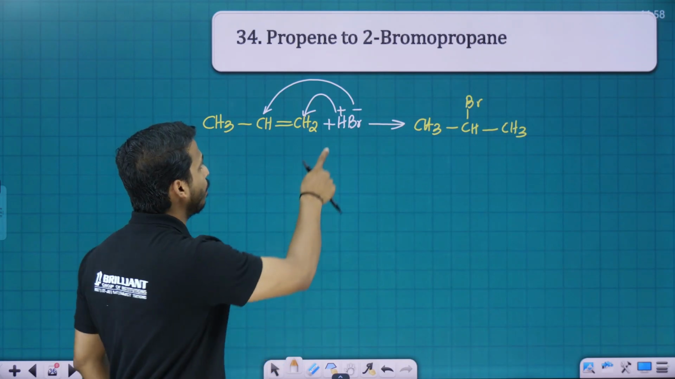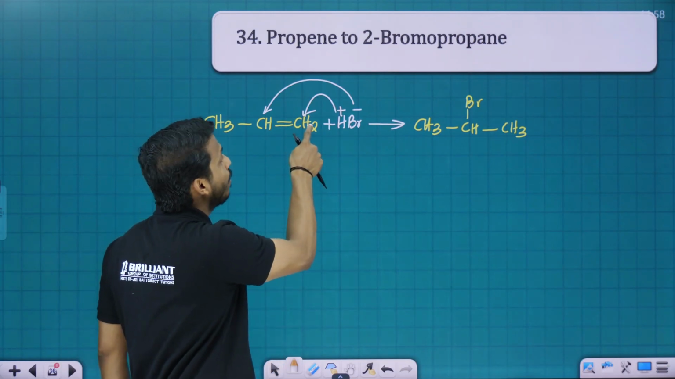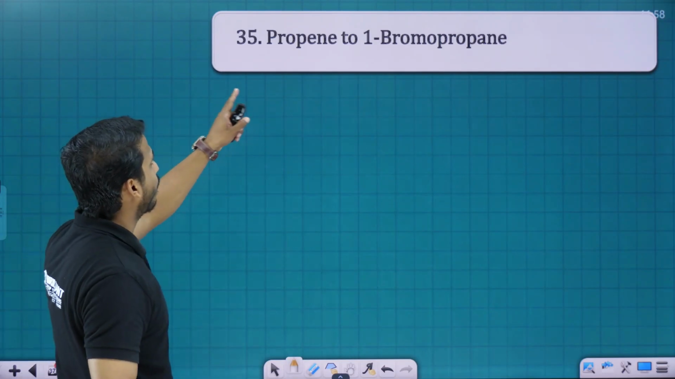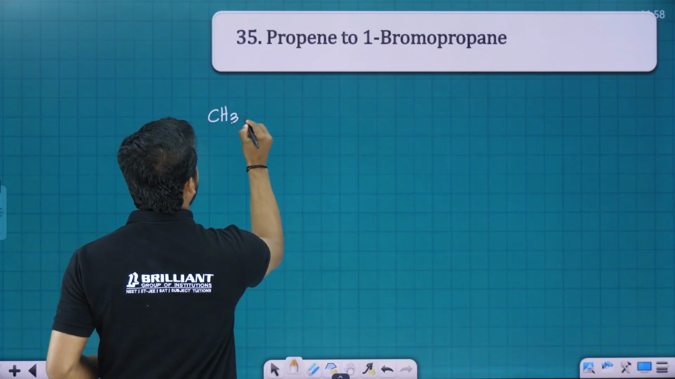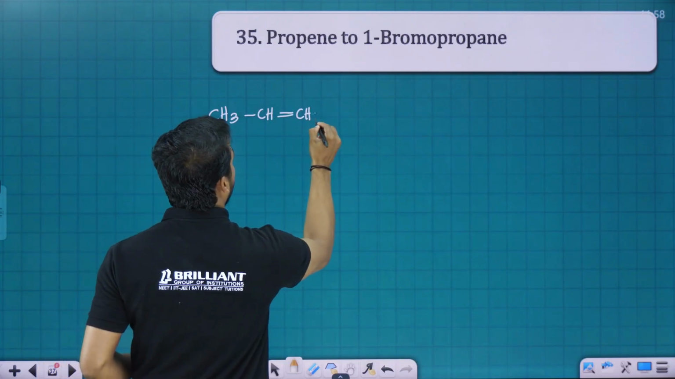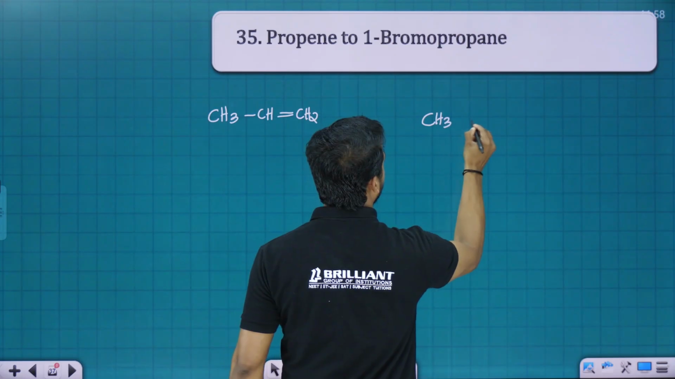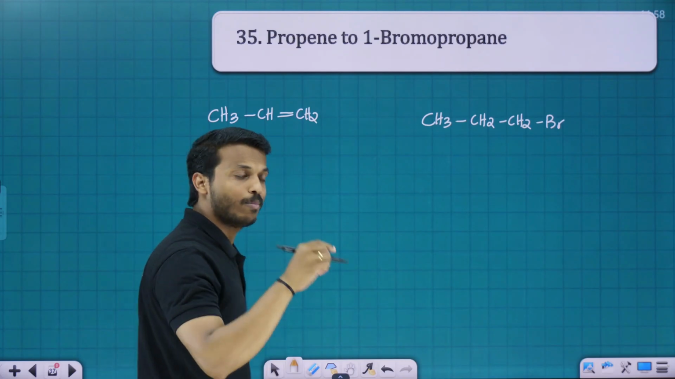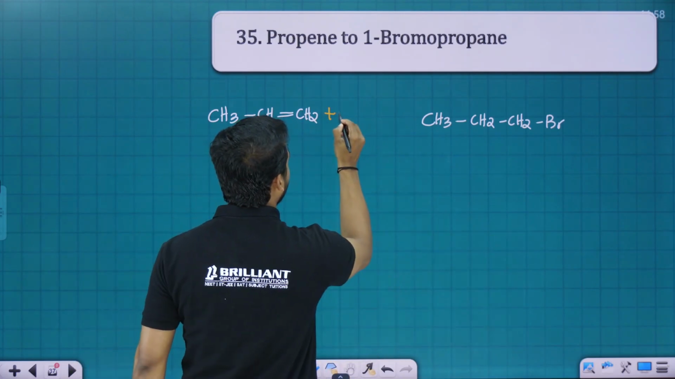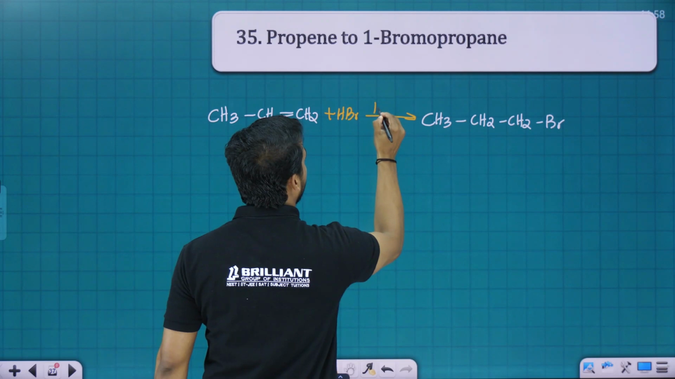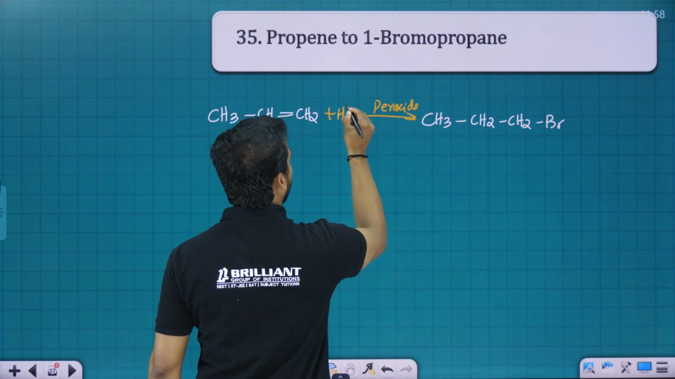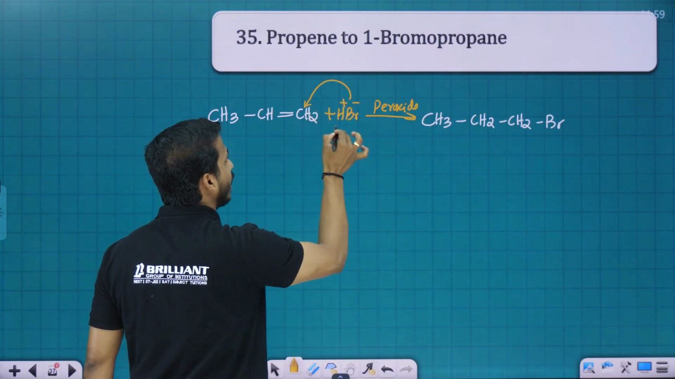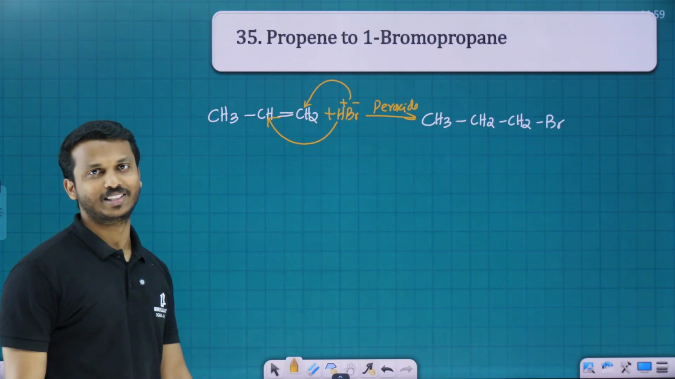Similarly, if you want to get Br at the end, meaning 1-bromopropane, what do you have to use? Anti-Markovnikov rule. Check this question: convert propene to 1-bromopropane. Here we can choose anti-Markovnikov's rule. So let me add HBr in the presence of peroxide. So what happened? What is anti-Markovnikov's rule? The negative part goes to the carbon with more hydrogen, the positive part to the one with less hydrogen, right?